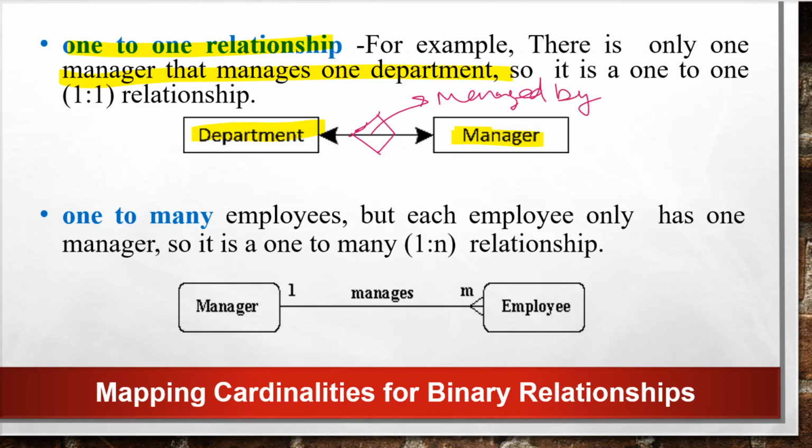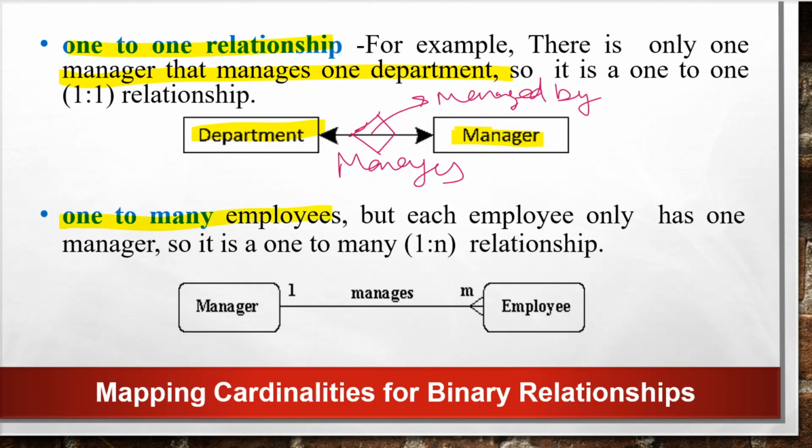Here, for the department, we must write managed by manager, or if we are reading from right to left, we can write manager manages department. So we can name the relationship in either way, left to right or right to left. Next we have the one to many relationship.